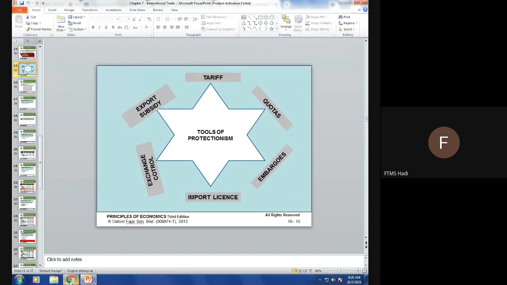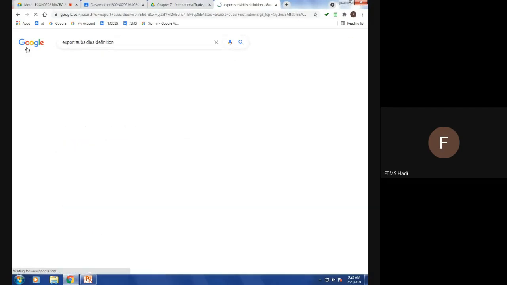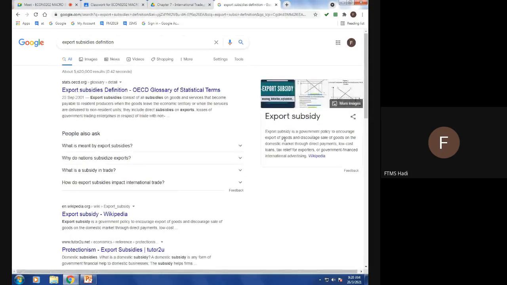Okay, the third one, export subsidy. What is an export subsidy? Let's have a look at the definition. It's a government policy to encourage export of goods and discourage sale of goods on the domestic market through direct payment. In other words, if the country is able to export their products and services to another country, then the government will give an incentive or bonus to those companies who are able to export products and services worldwide. Subsidy. And then sometimes the government bears the cost. If they want to export, and there is what we call a tariff on export, then the government will pay on behalf of the company.